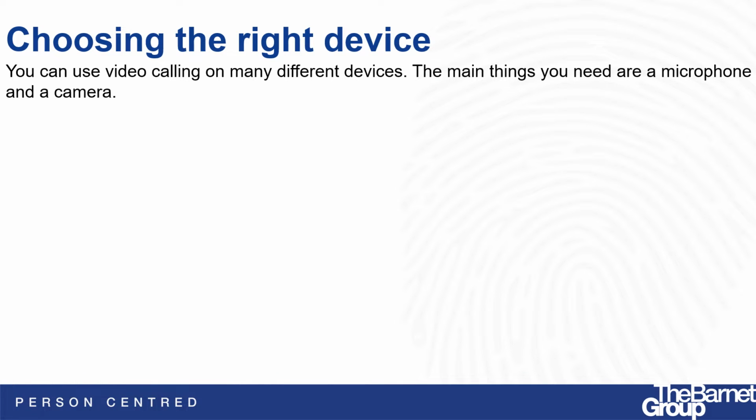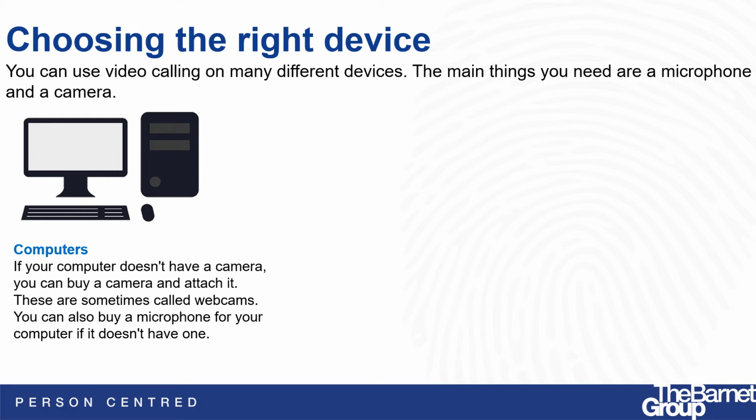Choosing the right device. You can use video calling on many different devices. The main things you need are a microphone and a camera. If your computer doesn't have a camera, you can buy a camera and attach it. These are sometimes called webcams. You can also buy a microphone for your computer if it doesn't have one.